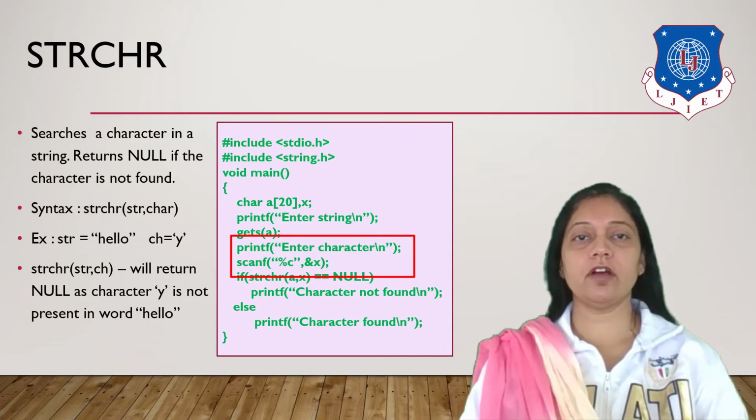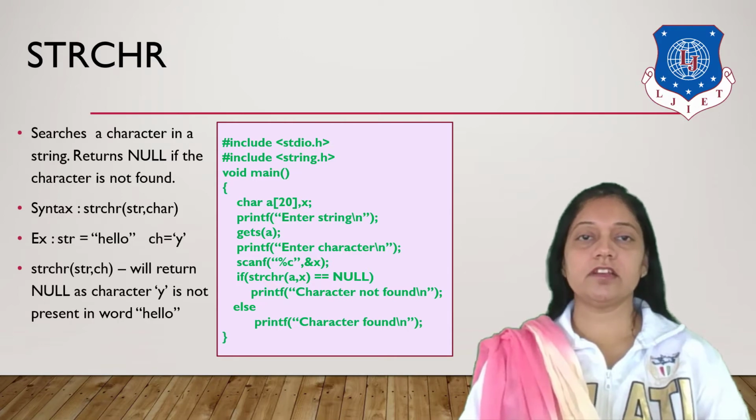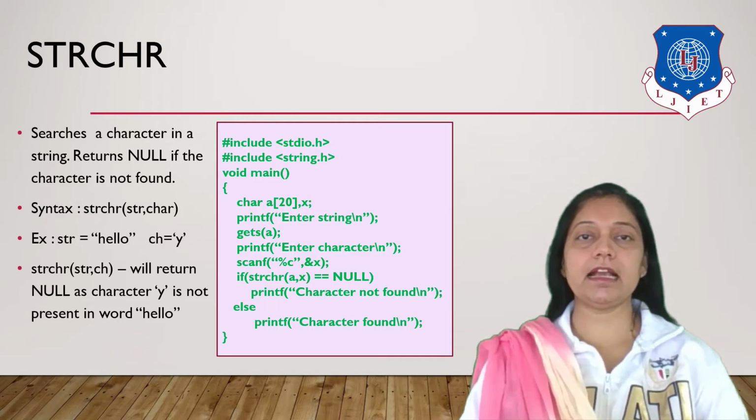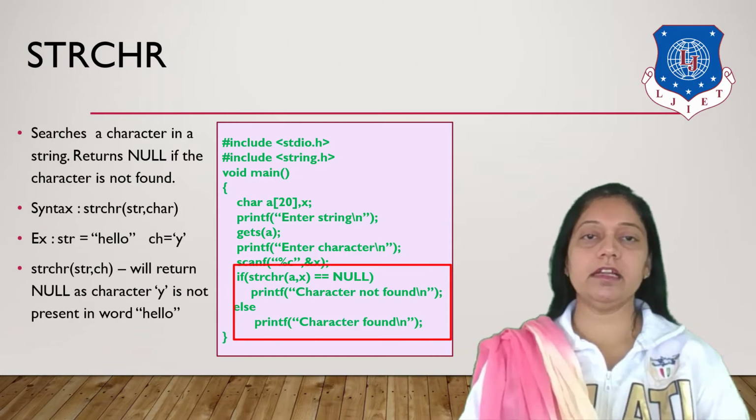So now I have a string and I have a character also. I'll be using the strchr function on these. Here for calling the function I am using a condition, this if statement. Inside the brackets I am calling the function as strchr bracket A comma x, which means whatever value I have in x will be searched in the string A. If the character is not found, I'll get null. So I'm comparing here the result with null.